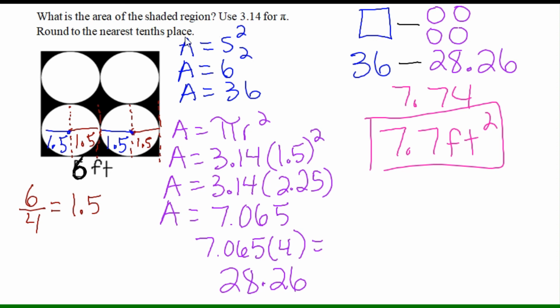Now we had to figure out the area of the entire shape. Then we had to figure out the area of the one circle, which is 7.065, and then we had to multiply by 4 to get the area of all 4 circles. Now we found our radius by dividing 6 into 4 equal parts to give us our radius. So if we added 1.5 4 times, that should equal 6. Then we had to subtract the 2. This is the area of the square minus the area of the 4 circles, which gave us this number, but it told us to round to the nearest tenths place. So this is what we are left with, 7 7/10 feet squared.